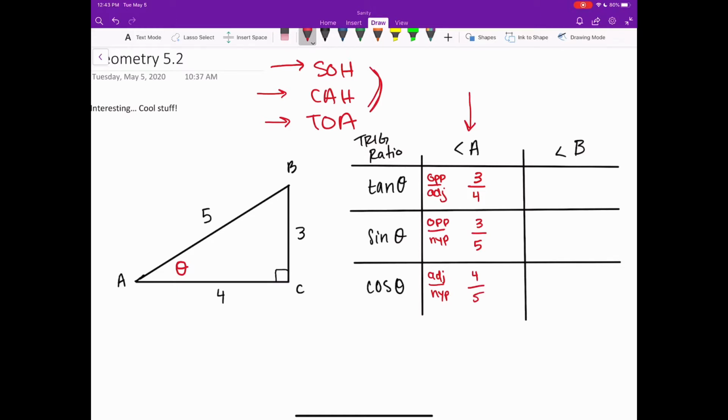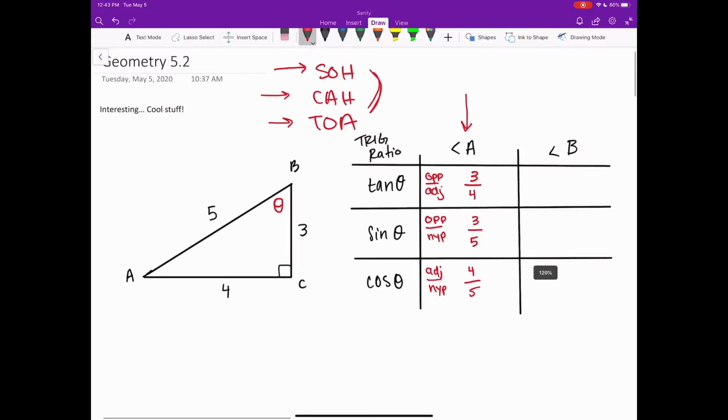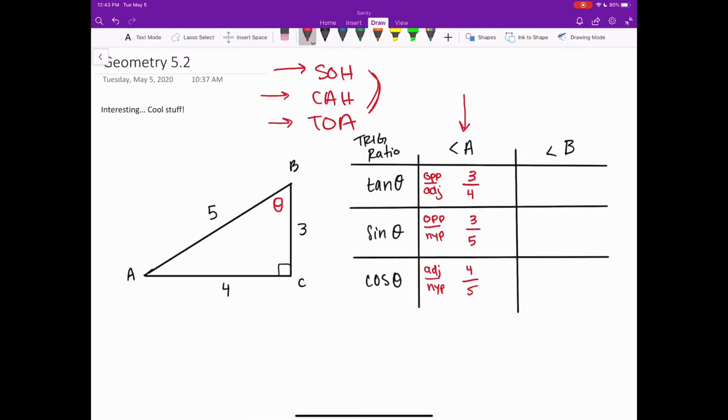All right, now let's switch to looking at angle B. I'm going to move my angle theta over to angle B, and we're going to do the same thing. Looking from angle B, my opposite side is 4. My adjacent side is 3. For sine, my opposite side is still 4 and my hypotenuse is still 5. For cosine, my adjacent side is 3 and my hypotenuse is 5.